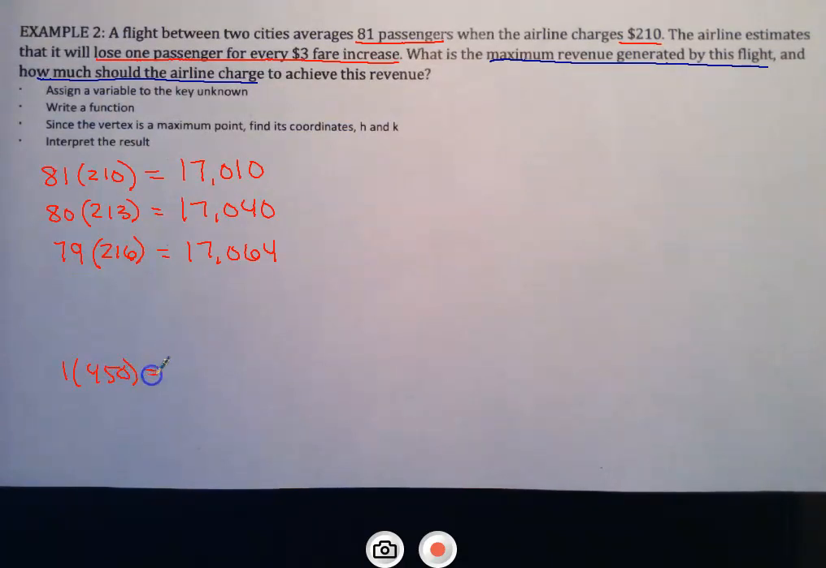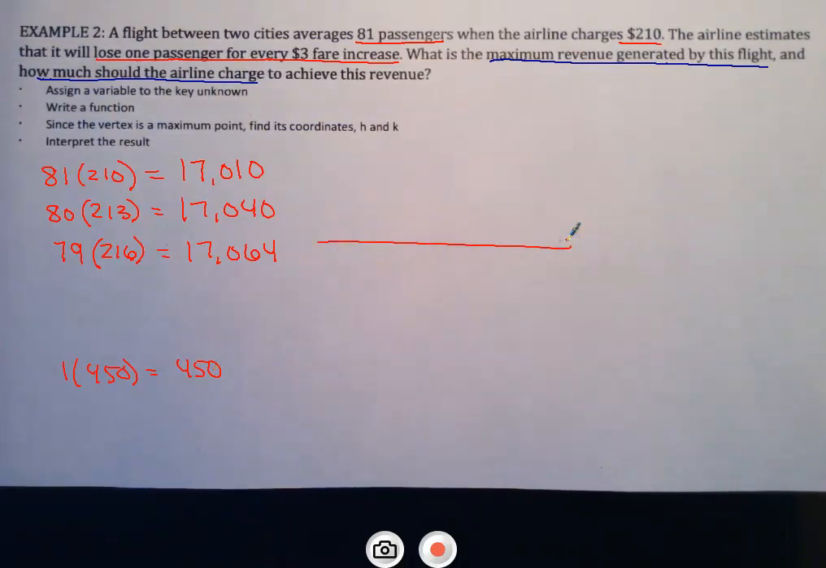So if we have one person and the fare is $450, they're only paying $450. That's the revenue that the airline is getting, $450. They don't want it to get to that place. But there is, so here's the thing. This is where it models this parabola.